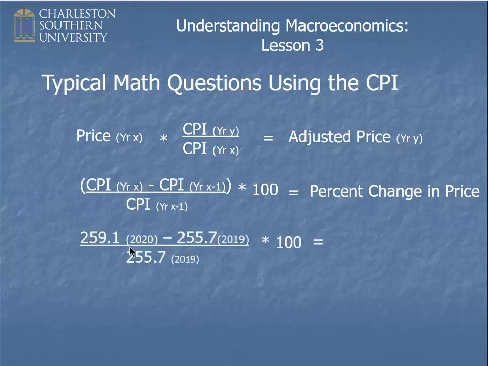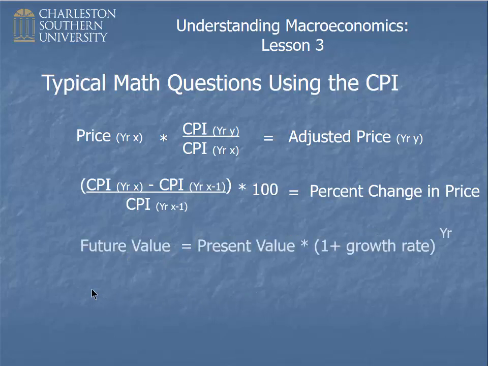So I did it right here. I took the CPI in 2020 and I subtracted the CPI in 2019. Then I divided that difference by the CPI in 2019, multiplied by 100 to get it in percent, and the inflation rate based on the CPI from 2019 to 2020 was 1.33%. You should maybe stop this video and work that out for yourself to make sure you can do it.